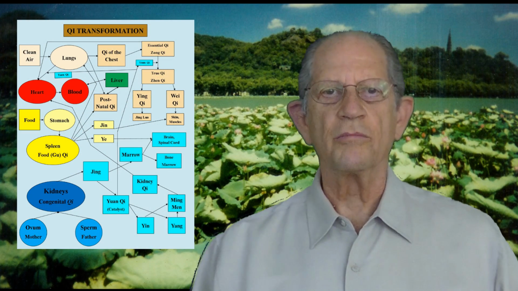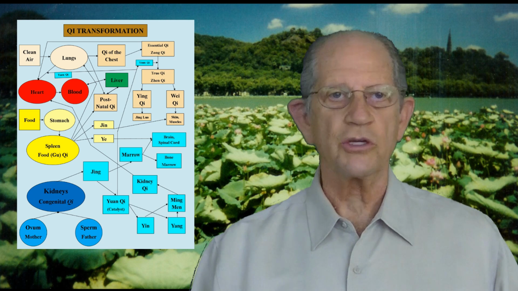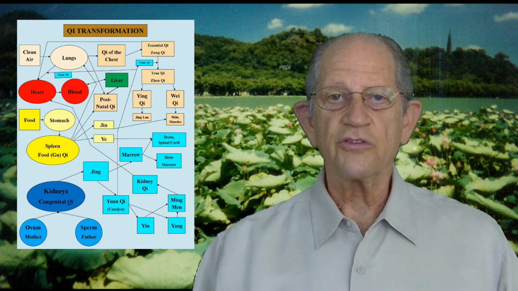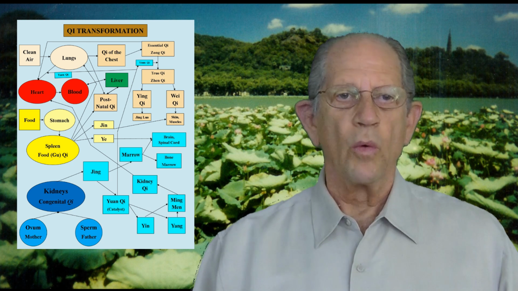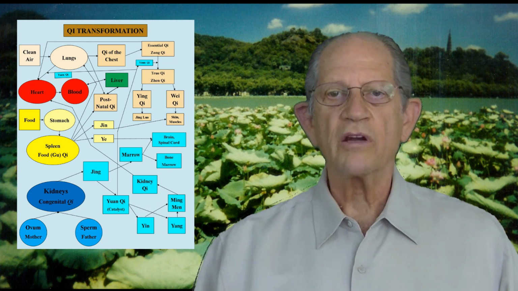Please look at this chart to my right. This is a schematic drawing of the major Chi relationships in the body. As you can see, it's quite complex. We won't go into detail with this chart. However, we will look at parts of it as we discuss the organs. Qi is the fundamental substance of the universe. It is the vital energetic force that gives life to all things. Everything is composed of Qi.